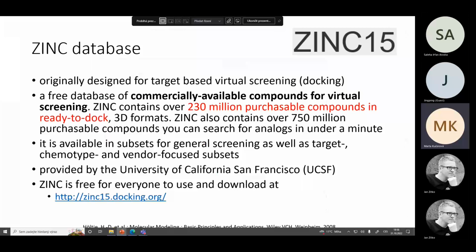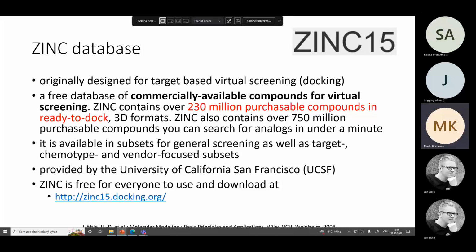So I would like to continue now with the Zinc database that was originally designed for virtual screening. And it is a very important database for us because it involves over 230 million purchasable compounds in ready-to-dock format. So we can get set of molecules in the 3D format, which is not, I think, possible from any other database. This database is provided for free by the University of California, San Francisco.